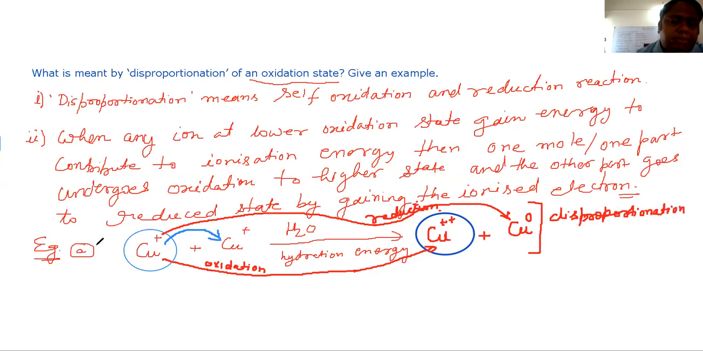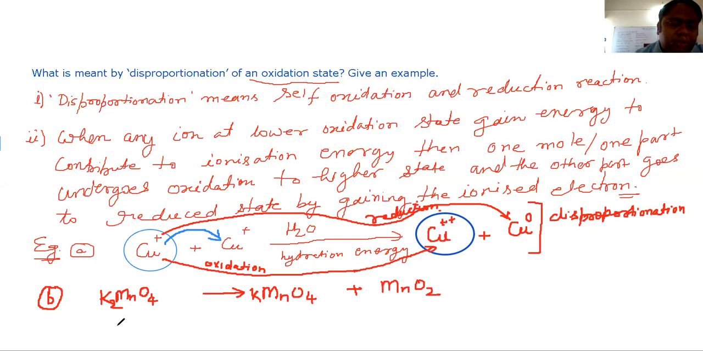Let us take one more example. This example will also help you to remember the preparation of KMnO4. You might be remembering that we had taken pyrolusite ore, MnO2, and we had fused it with KOH to form K2MnO4. And in presence of acid, it was forming KMnO4 plus MnO2.